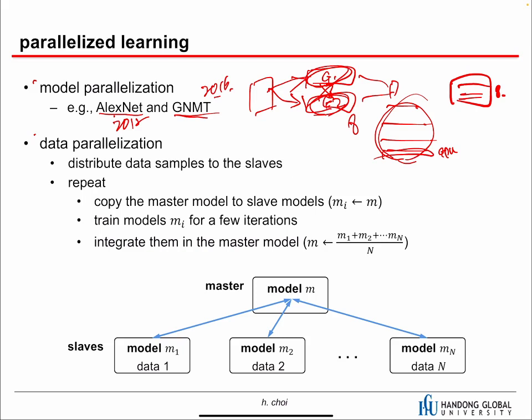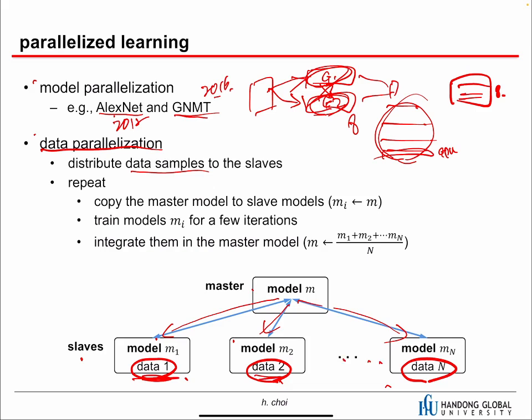But most of the time, data parallelization is the parallelization that we use, because this is really simple. First, we distribute the data samples to the slaves. So we have many slave servers, okay? And then we distribute the data samples like this. It's a kind of subset of the data set. And then from this master, we have a model, and we copy the model to all of them. And from this server, we update the parameters. We update the model with this data. And in this server, we update the model with this data, etc.